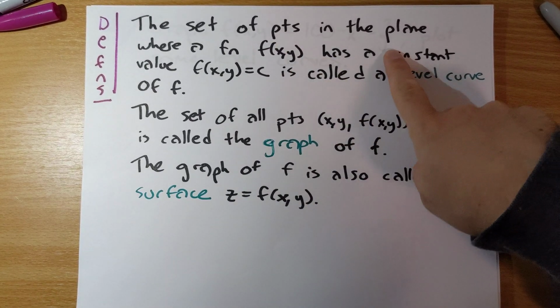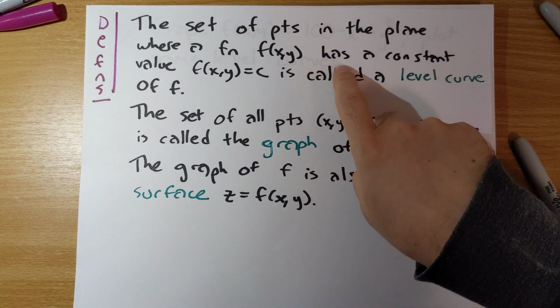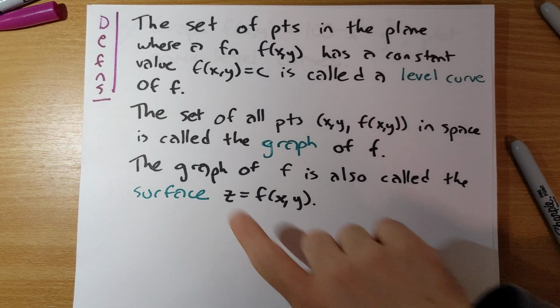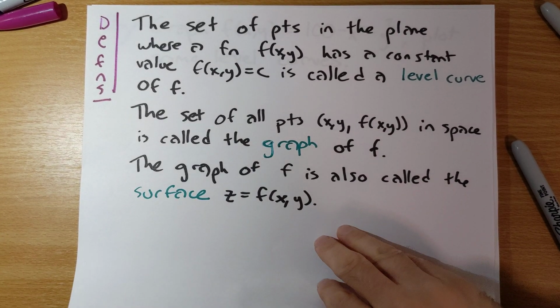The set of points in the plane where a function f of x, y has a constant value, f of x, y is equal to c, is called a level curve of f. The set of all points x, y, f of x, y in space is called the graph of f. The graph of f, we also call it a surface, z is equal to f of x, y.